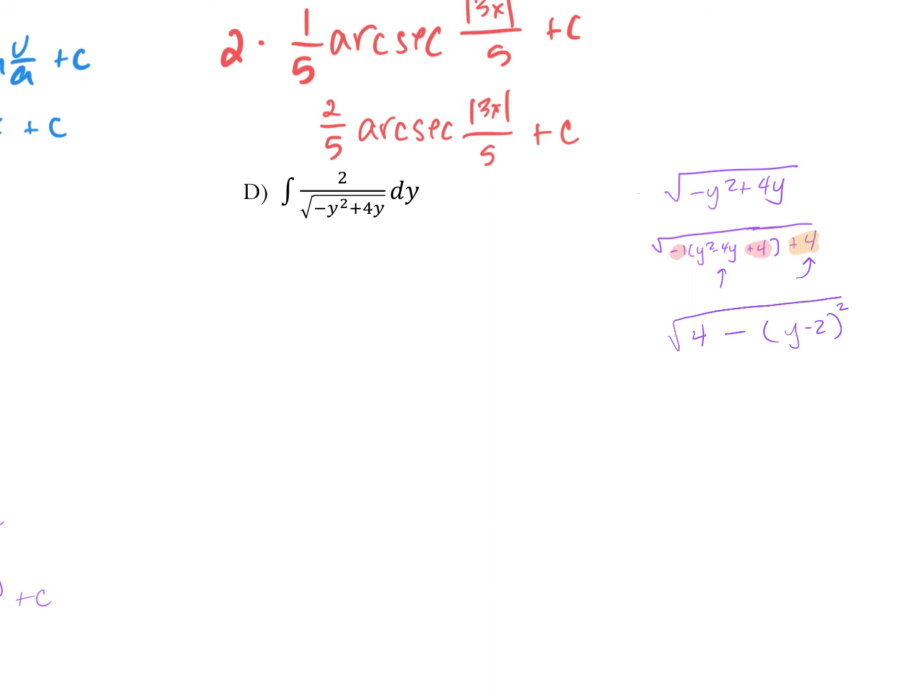So it didn't start out as a difference of 2 perfect squares, but by completing the square, it is now a difference of 2 perfect squares. So now, when I go look at this, this becomes 2 over the square root of 4 minus (y minus 2) quantity squared, dy.